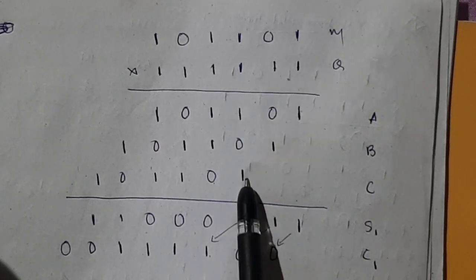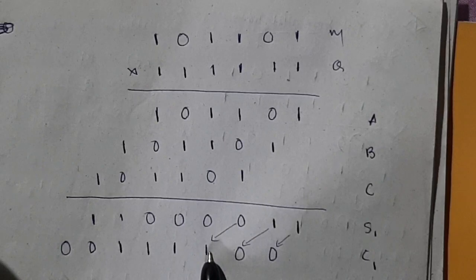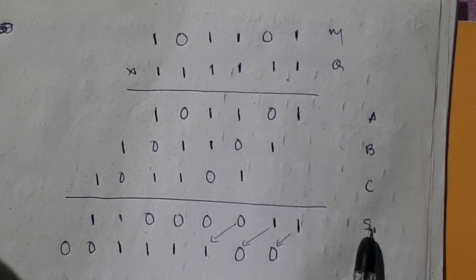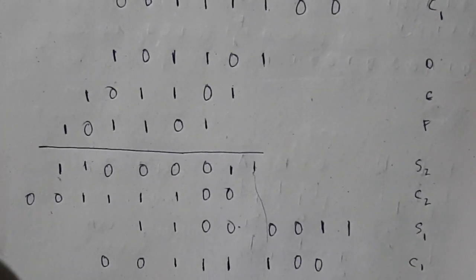Similarly, 1 plus 1 is 0 and carry is 1. You will write 0 here, which is the sum, and carry as 1. You will do the same thing for the whole, and this represents S1 and this represents C1. Similarly, for DEF also you need to do the same.